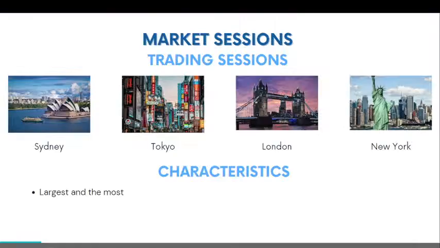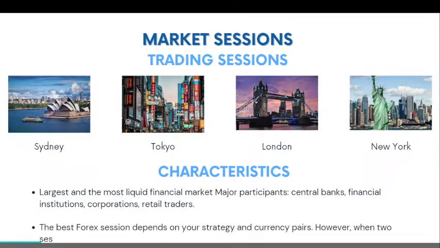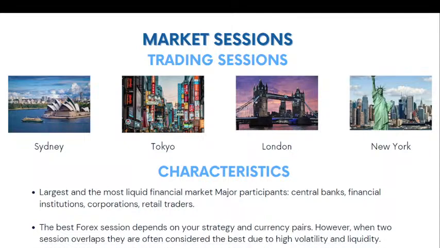Now moving forward, we have market sessions. I hope this glitch is not actually reflecting on your screen. Let me check if it's actually showing, because I want to ensure that everyone here has a seamless viewing experience.